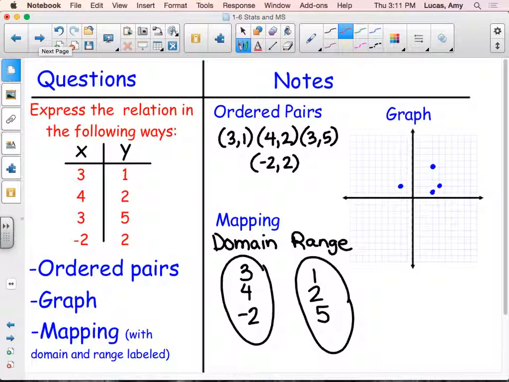So 3, 1, straight across. 4, 2, straight across. 3, 5, I have to go back to my 3 and now go down to my 5. -2, 2, like that. So I have 2 rays starting at the 3, but I've got 2 rays ending at the 2. That's what happens when you've got some of the same numbers repeated.